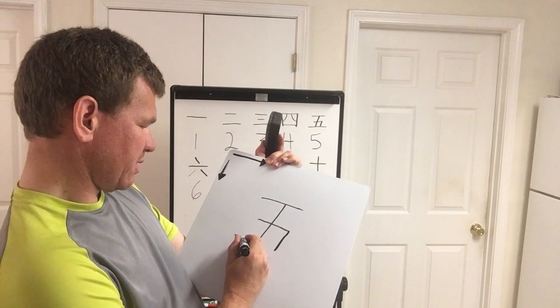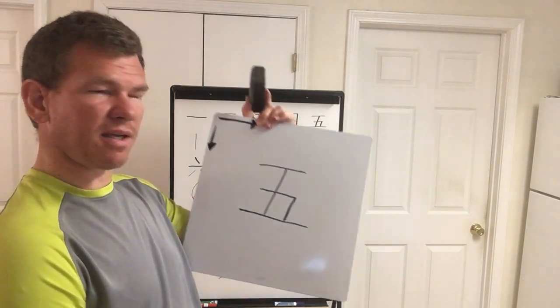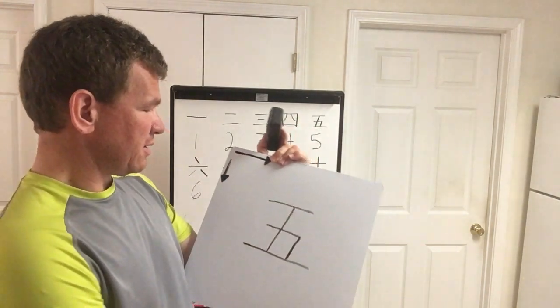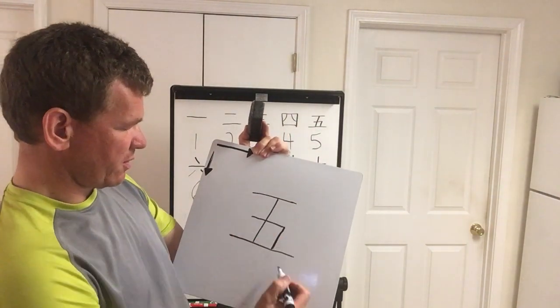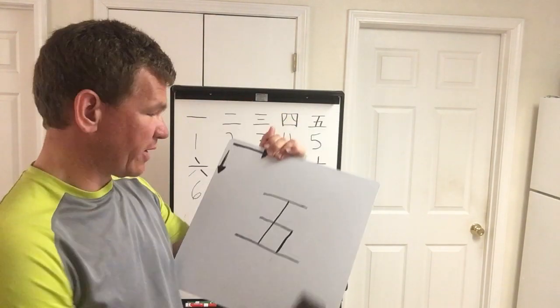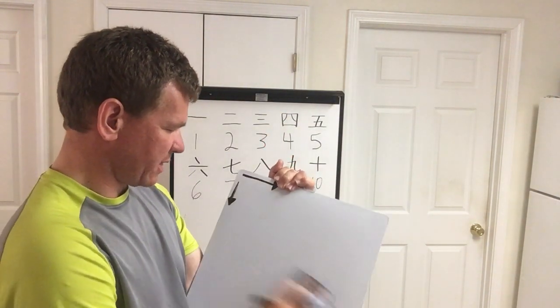And then the last one is the big long stroke at the bottom. So 1, 2, 3, 4 strokes. That's number 5, by the way.